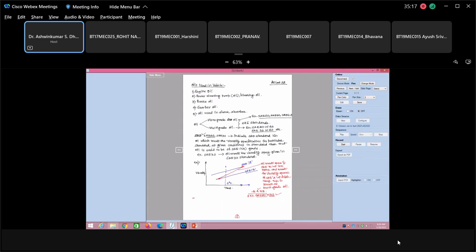So this gives you the important conclusion that automobile manufacturers specify only a single multi-grade oil for a range of temperature. So please note that this is very, very important.